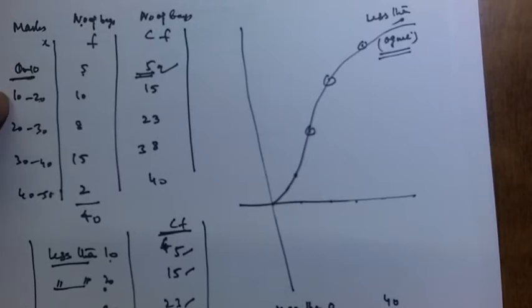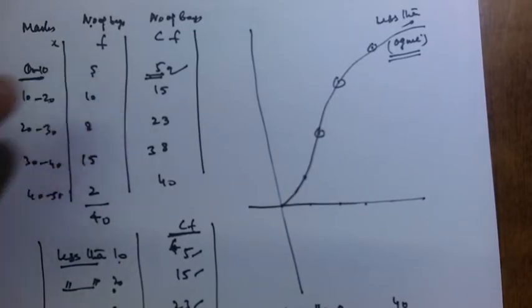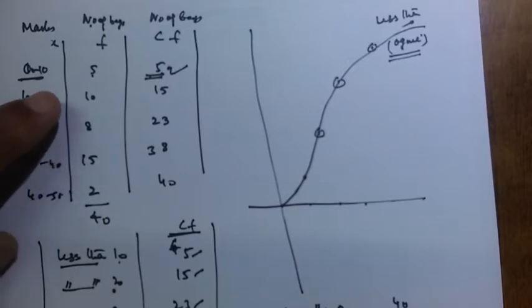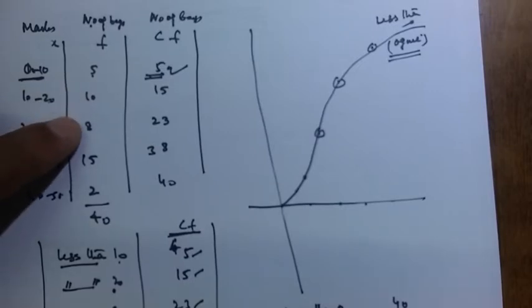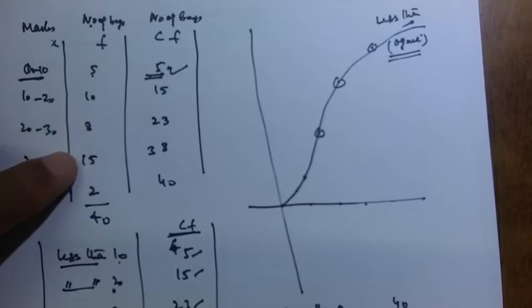All 40. What is more than 10 equal to? This is equal to 35. What is more than 20? More than 20 means we just subtract 15, which is equal to 25. What is more than 30? More than 30 is equal to 17, and more than 40 is equal to 2. This is the answer here.